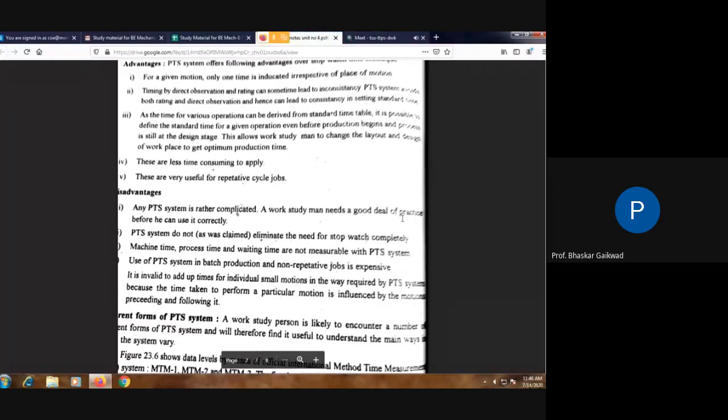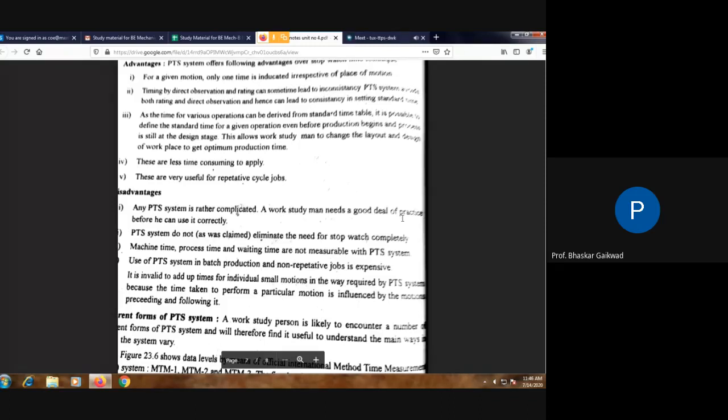Third, machine time, process time, and waiting times are not measurable with this system. Machining time we cannot measure. Process times we cannot measure. Waiting times are not measurable. This is related to the body motion of the workers, but it is not related to the machine time of a turning operation. How much time is required is different. It will not come under this. But while doing the turning, whatever body motions are there, that we can measure.